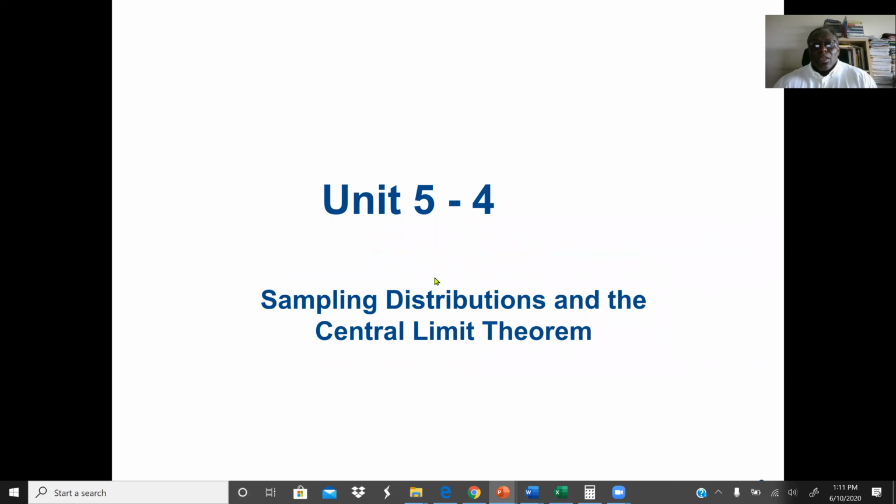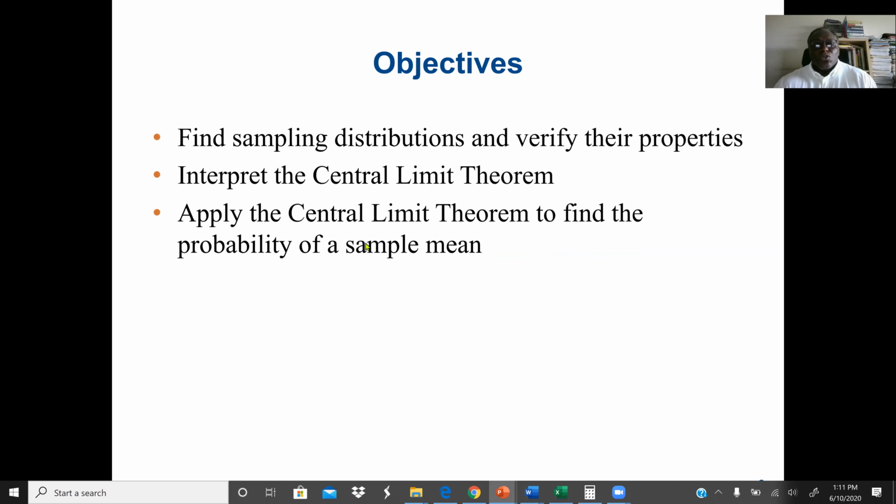So again, our main objective is to go through the steps on how to find the sample distribution, also to verify their properties, also to interpret the central limit theorem, also apply the central limit theorem to find the probability of a sample mean.